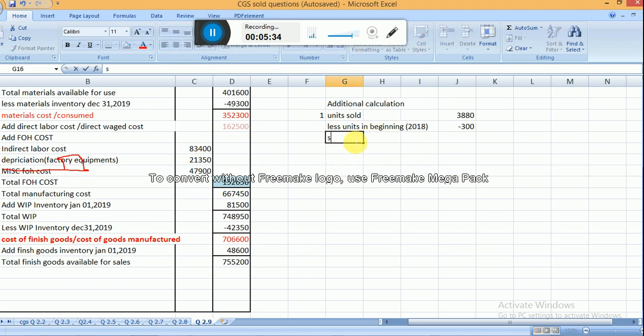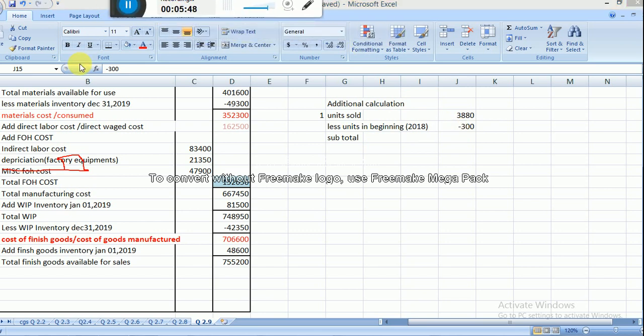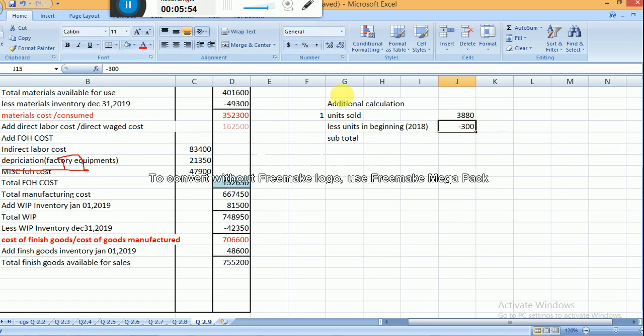So subtotal now: 3,880 minus 300 equals 3,580. It means 3,580 units of 2019 and 300 units of 2018 we sold out. So that totally equals 3,880.